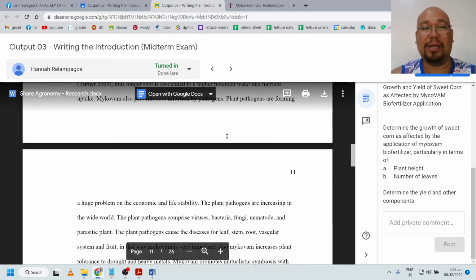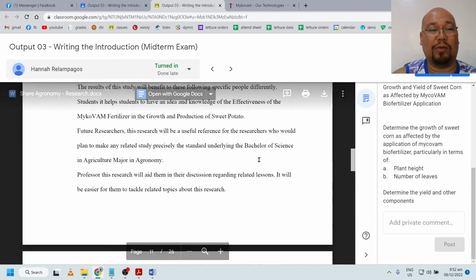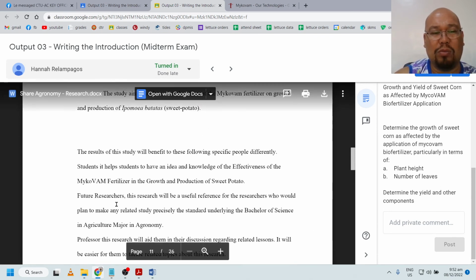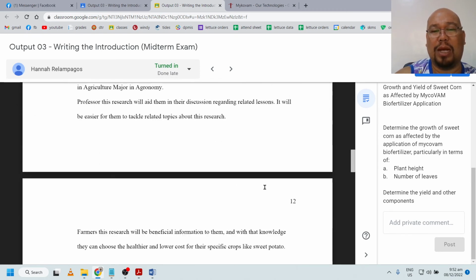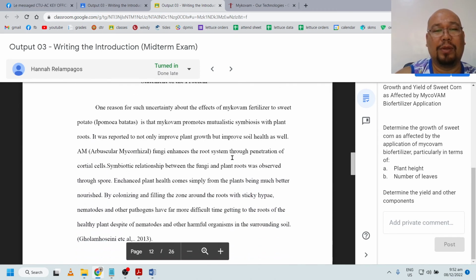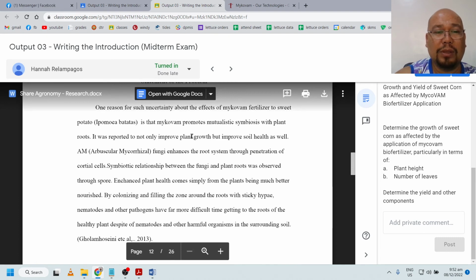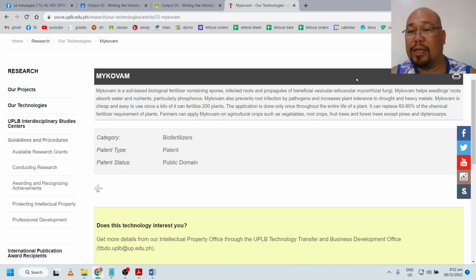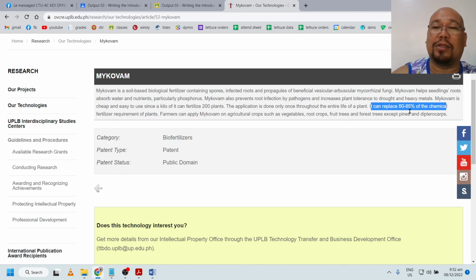I'm only saying this so we don't get rushed, so you can improve that one based on the suggestions I gave. Follow the format. State the problem. Why is it the problem? The main problem is that fertilizer is expensive. That's the main problem. And then the concept here, because it says it can replace 60 to 85% of the chemical fertilizer requirements.